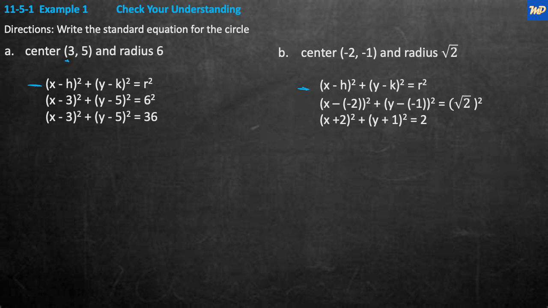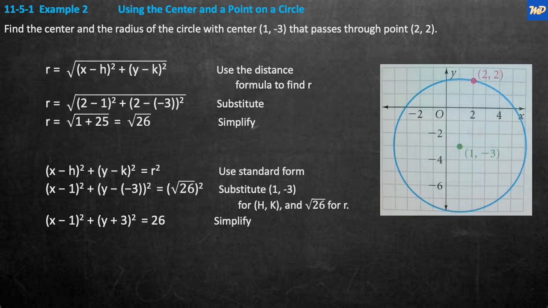So then when we complete the math, we're going to get the quantity (x plus 2) squared plus (y plus 1) squared, because negative 1 and negative is a positive, right? The negatives are positive. And that equals 2. The square root of 2 squared is 2. Okay, good job.